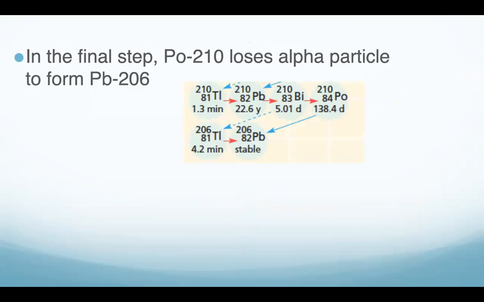Okay, and you can follow that all the way down for the whole series. I'm not going to go through every single step because that would be super boring, and you can do that on your own if you feel like it. But in the final step, polonium-210 loses an alpha particle, so we're over here, loses an alpha particle to form lead-206, and this is stable.